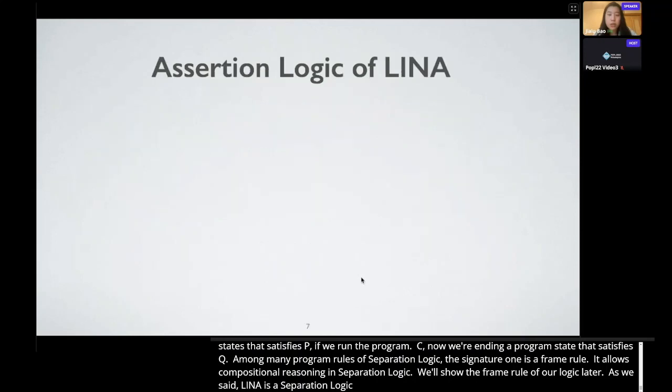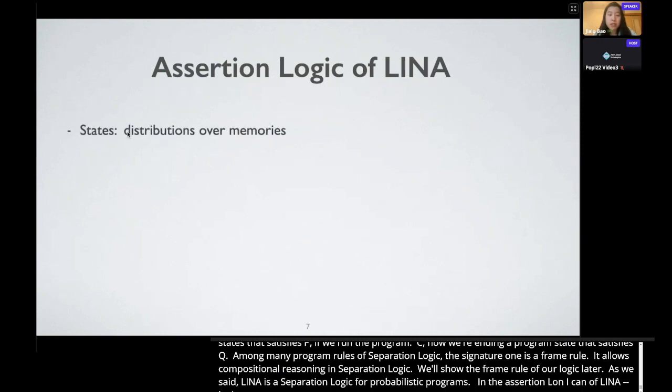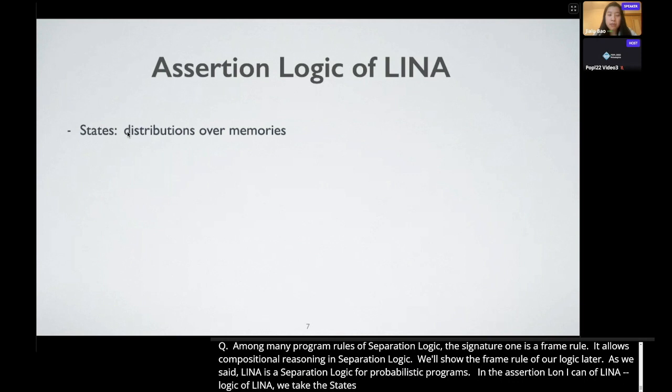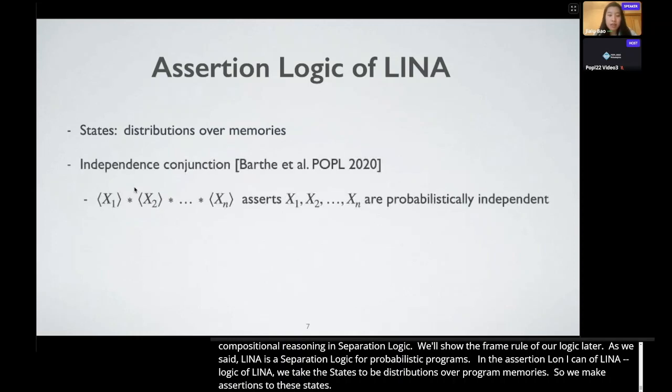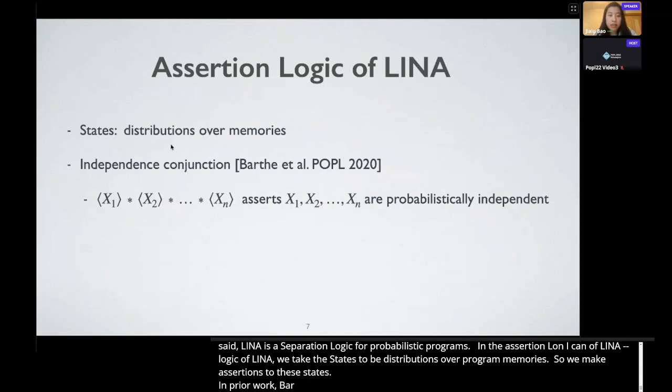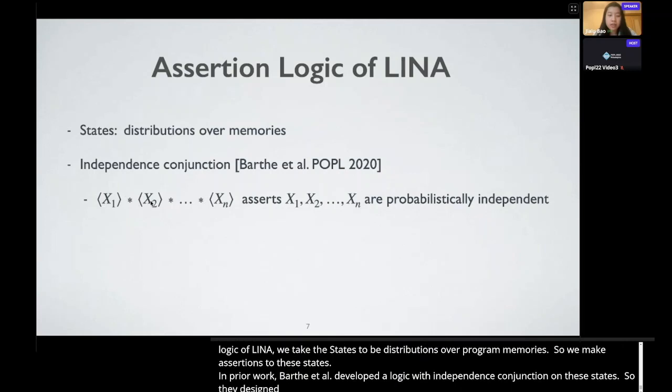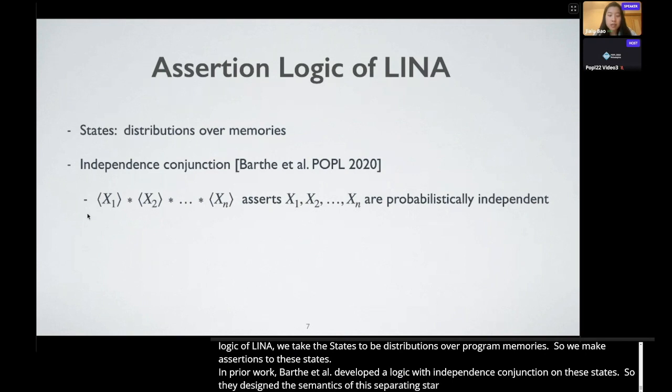So in the assertion logic of LINA, we take the states to be distributions over program memories. So we make assertions about these states. In a prior work, Barthe et al. developed a logic with an independence conjunction on these states. They define the semantics of this separating star such that this formula would assert probabilistic independence.